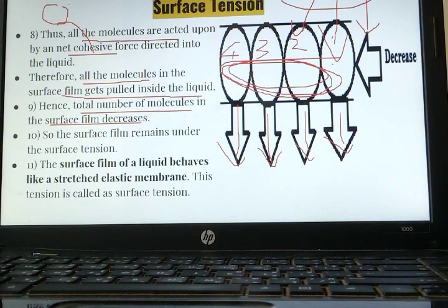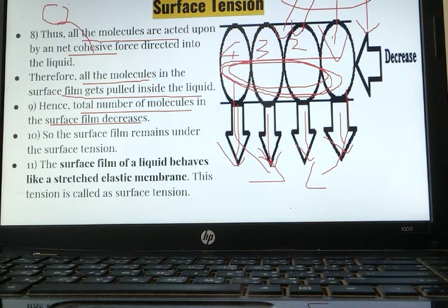How can it minimize it? By decreasing the number of molecules in the layer. Over here 4 molecules are there. Out of these 4 molecules, the layer will try to minimize it, will try to bring 2 molecules inside the liquid. As soon as 2 molecules move inside, the surface area will decrease.